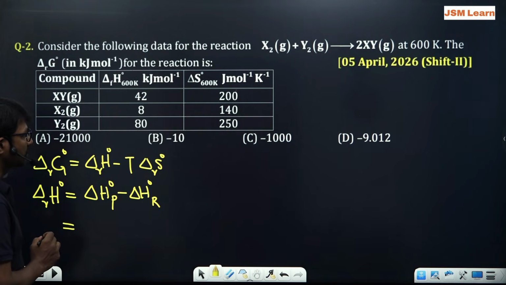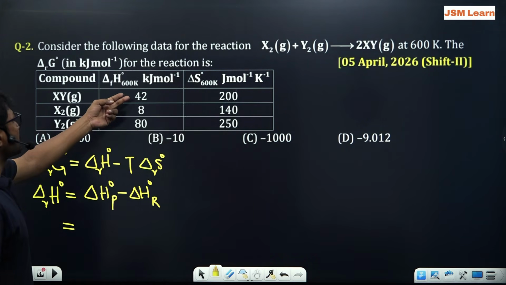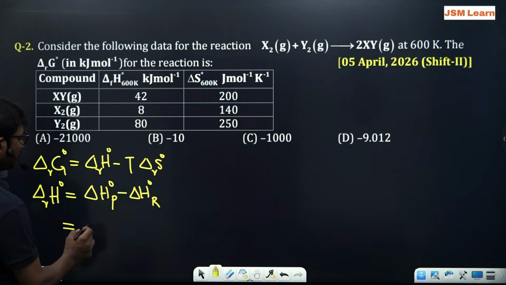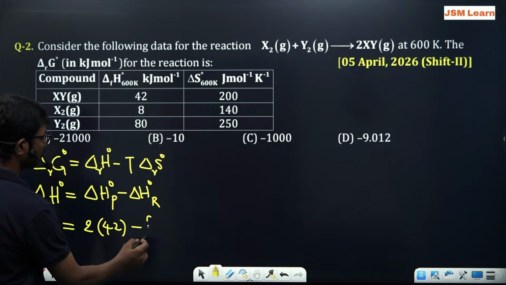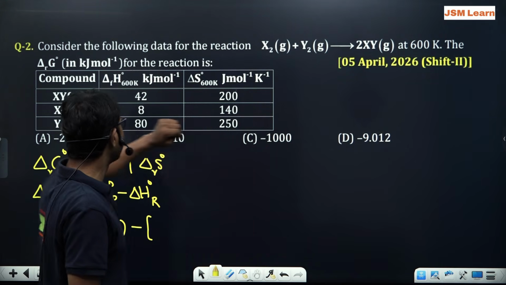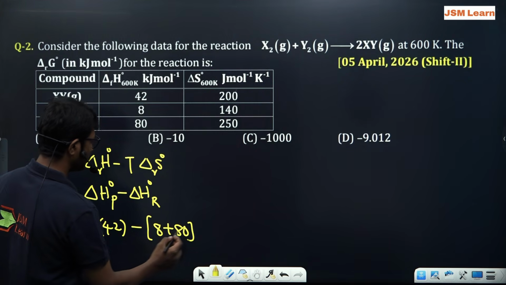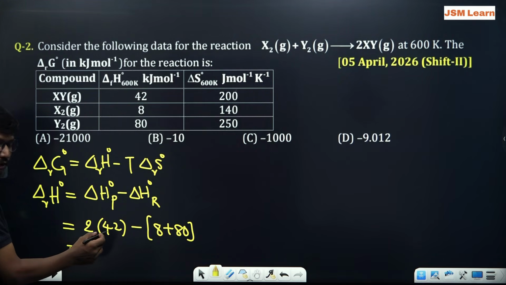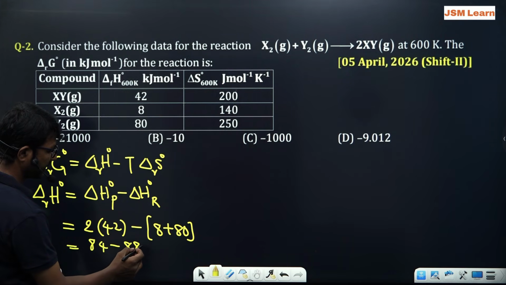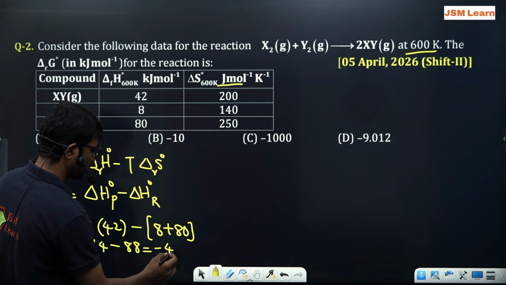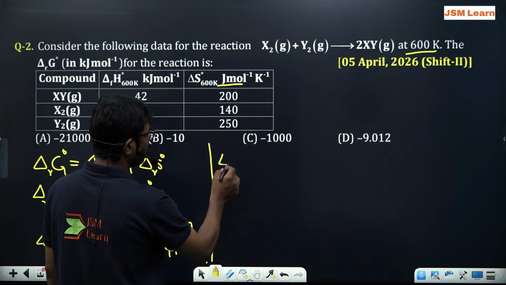So here, what are the products in this reaction? 2 into XY. For XY, the delta H value is given as 42. That means 2 into 42 minus, here X2 and Y2 are reactants, and their values they have provided as 8 plus 80. So we get 42 multiplied by 2, 84, minus 88. That means it is equal to minus 4 kilojoules per mole. Now let us see the change in entropy.